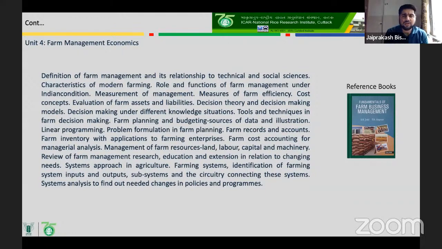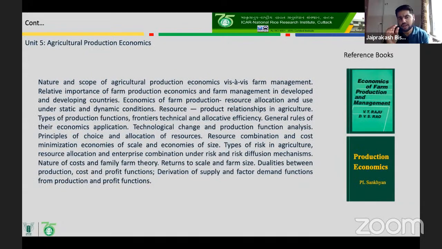Apart from that, for production economics, there are two books: Economics of Farm Production and Management by V.T. Raju and D.V.S. Rao, and the other book is Production Economics by P.L. Sankhayan. For production functions, you may not get this in V.T. Raju or Johl and Kapoor, but definitely the specification of production functions, and what I was discussing about the computation of total cost, total variable cost, total marginal cost, and similarly for production functions, marginal output, average output, all these things can be referred to from this production economics book by P.L. Sankhayan.